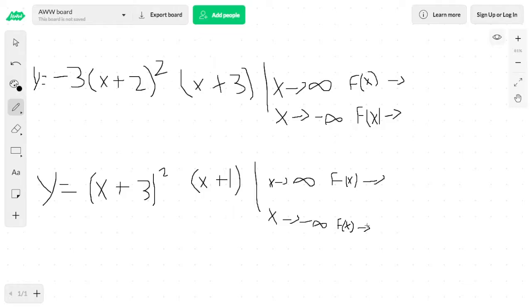The first two equations we're going to show you are y equals -3(x plus 2) squared times (x plus 3), and y equals (x plus 3) squared times (x plus 1). But in order to understand these equations, you must first understand the term of highest degree. The term of highest degree is the monomial term with the highest degree and a nonzero coefficient, or in simple terms, the value with the largest exponent.